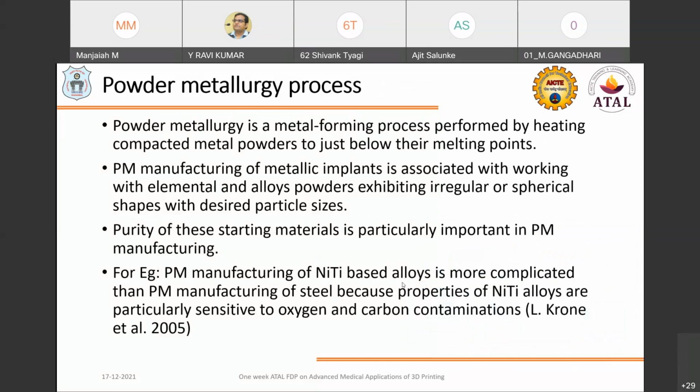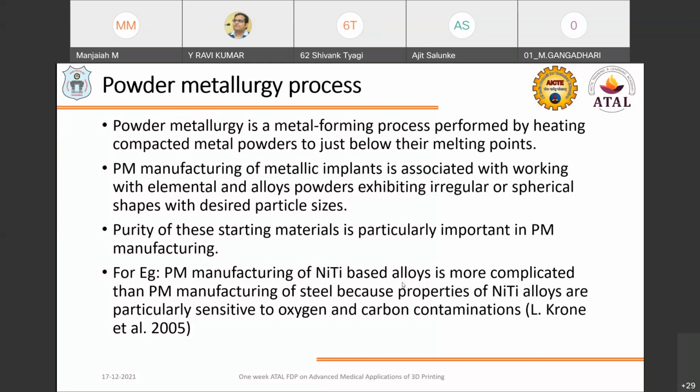This powder metallurgy process is used to form metal parts by performing heating and compaction for the required porosities. It is efficient at making the required porosity in parts by sintering the powders of the required components. Powder metallurgy manufacturing of metallic implants involves elements and alloys of powders exhibiting irregular shapes as well as spherical shapes with the desired particle sizes.